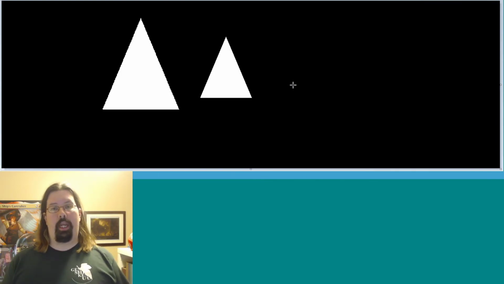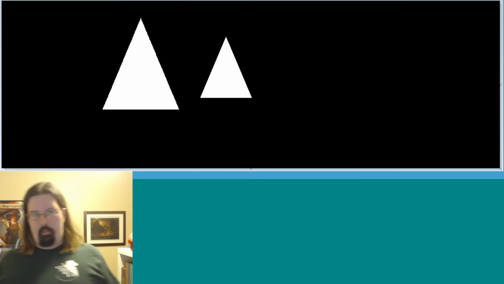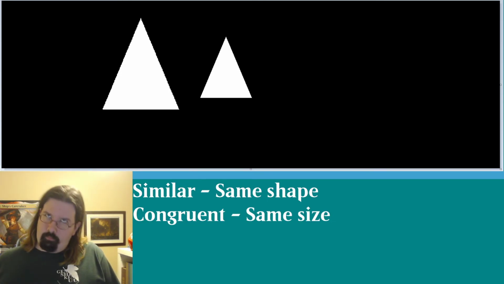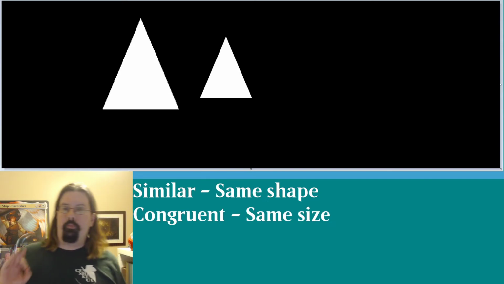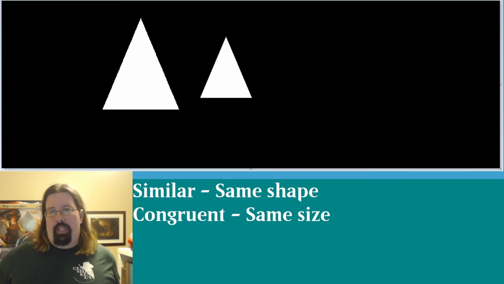They are similar, and so the main difference, and I want to get this in text: similar, same shape; congruent, same size. So, similar triangles have the exact same shape, where congruent triangles have the same shape and size. Not just the same size.